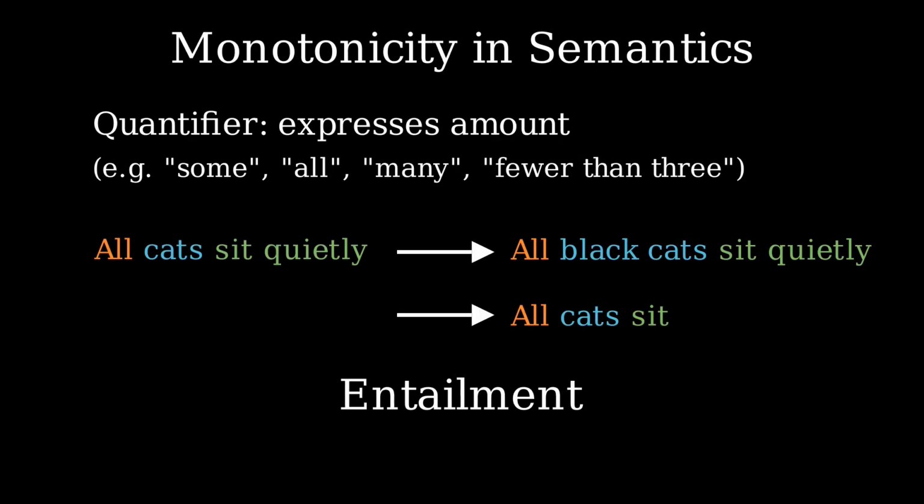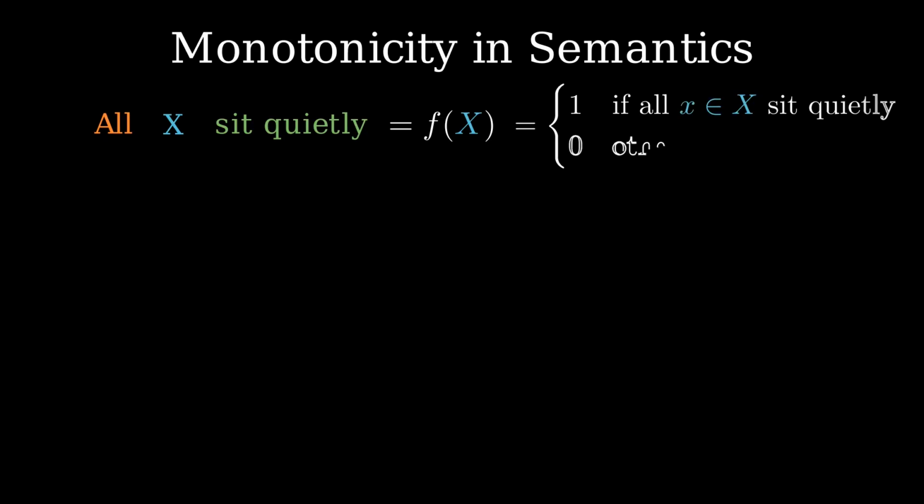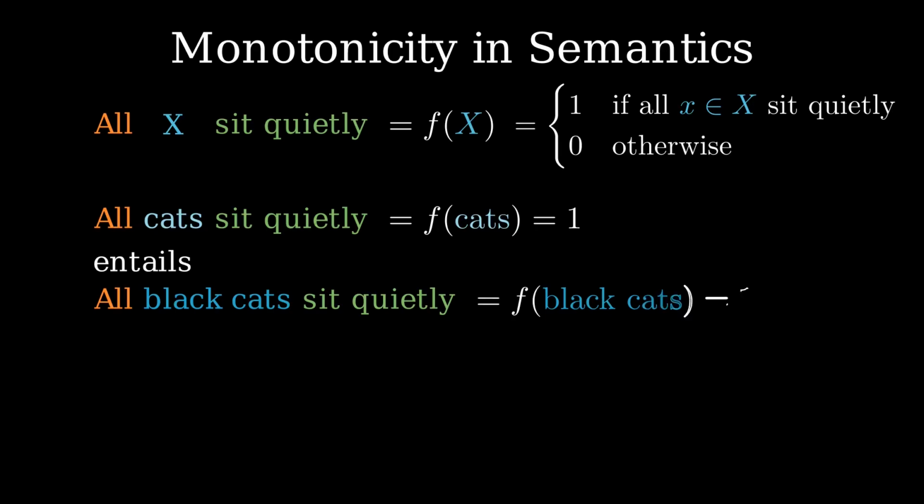We can remove the first set from the sentence and we get all x sit quietly. This is our function that we can apply to a set to fill in x. If every member of the set sits quietly, the value is 1. Otherwise, the value is 0. If all cats sit quietly is true, it means f of cats is 1. Since we then know all black cats sit quietly, f of black cats is 1, and cats is a superset of black cats, we can treat this as a monotonically decreasing function.